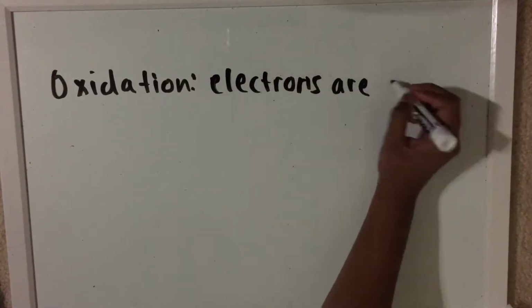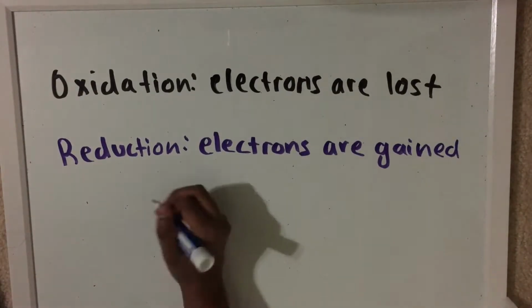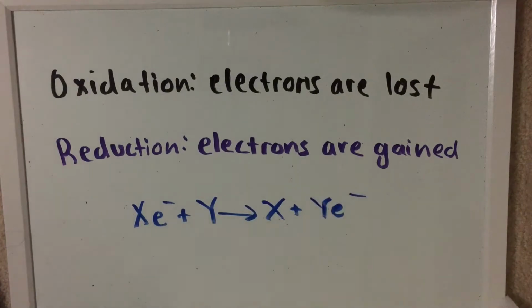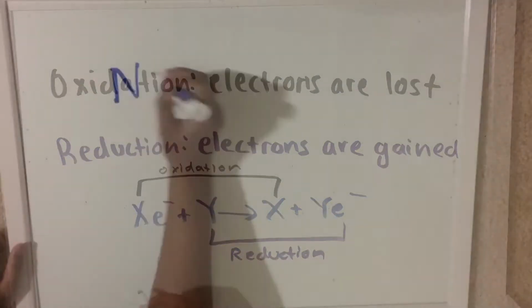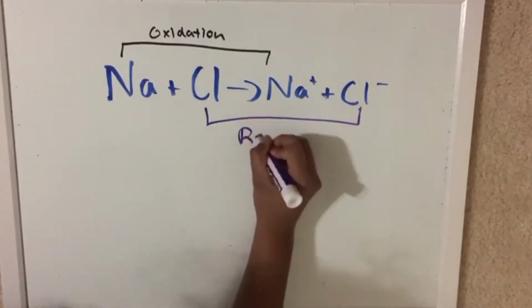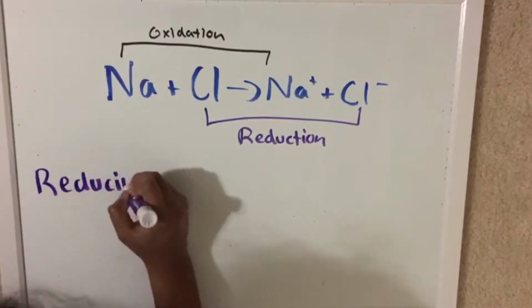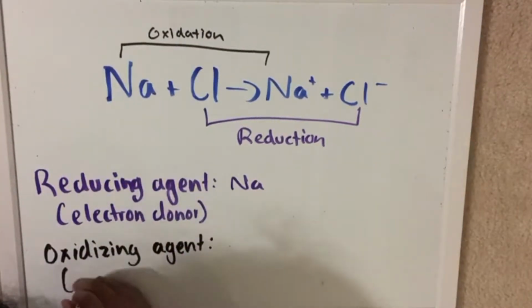Oxidation is when electrons are lost, while reduction is when electrons are gained. So in this equation here, X loses an electron while Y gains an electron. In the chemical equation, Na plus Cl equals Na+ plus Cl-, the reducing agent, otherwise known as the electron donor, is Na, while the oxidizing agent, or the electron acceptor, is Cl.